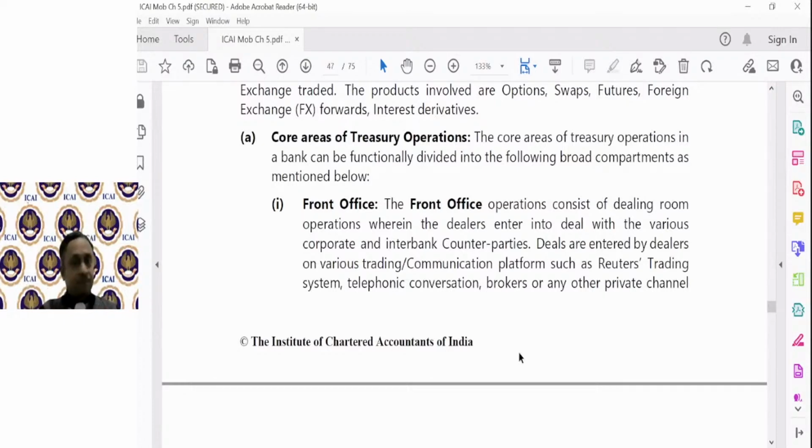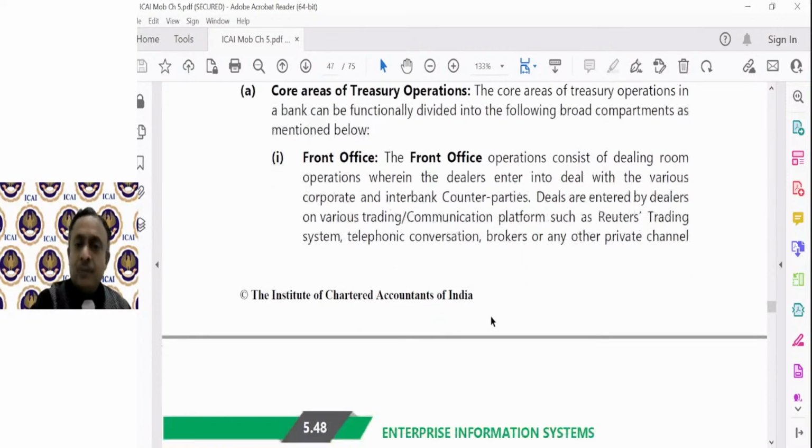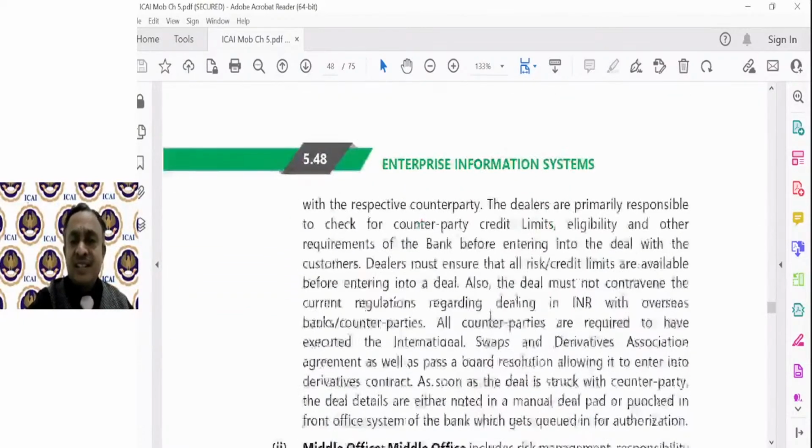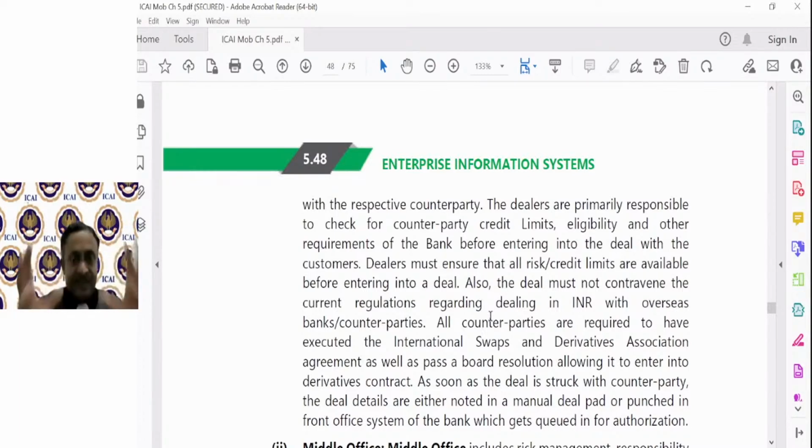And there, if you can read it, deals are entered by dealers on various platforms, and the names of the platforms are there. You can just remember it. It can be through Reuters, trading system, telephonic, brokers, and like that. So this dealing is done. This is how they talk to each other, that okay, we want to deal it. Then dealers are responsible for the counterparty limits and everything that is part of the discussion. But you get the idea of what the front office is doing: whatever information they get, that this has to be done, they execute that.